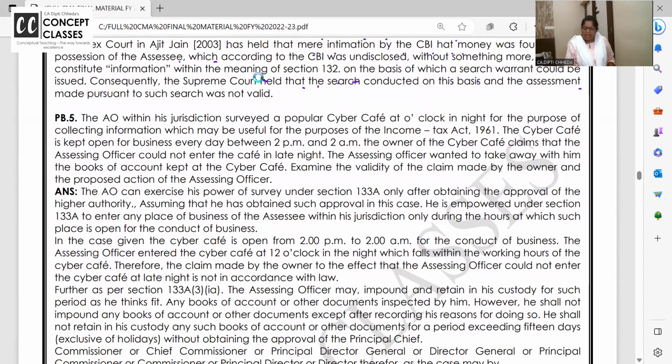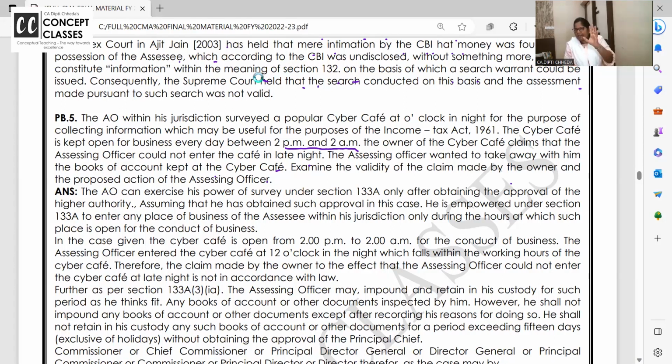Surveyed a cafe at 12 o'clock in the night for the purpose of collecting information which may be useful. The cyber cafe is kept open every day from 2 p.m. to 2 a.m. दोपहर के 2 बजे से रात के 2 बजे तक कैफे का टाइम है. Owner of cafe claims that AO would not enter at late night. Assessing officer wants to take away with him books, examine the validity.